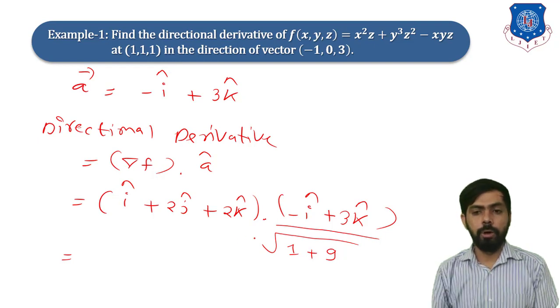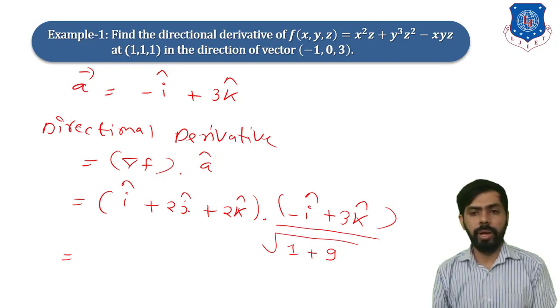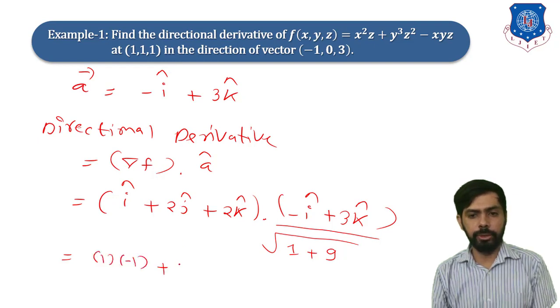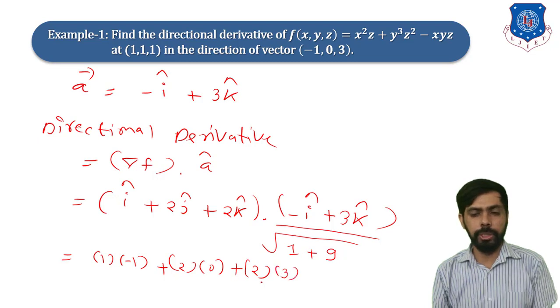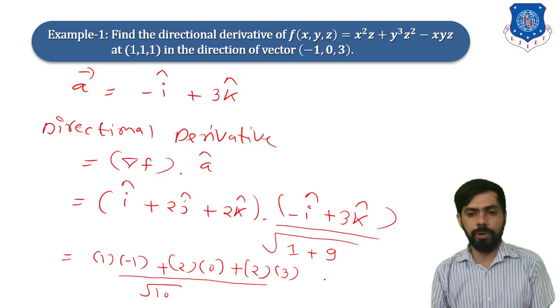So it is given by the ith component, here it is 1 and here it is minus 1. So it will be 1 into minus 1 plus the jth component, here it is 2 and here the jth component is 0. So 2 into 0 plus the kth component, here it is 2 and here the kth component is 3. So 2 into 3 divided by root 10. If we simplify this, minus 1 plus 6, so it will be 5. So 5 divided by root 10.